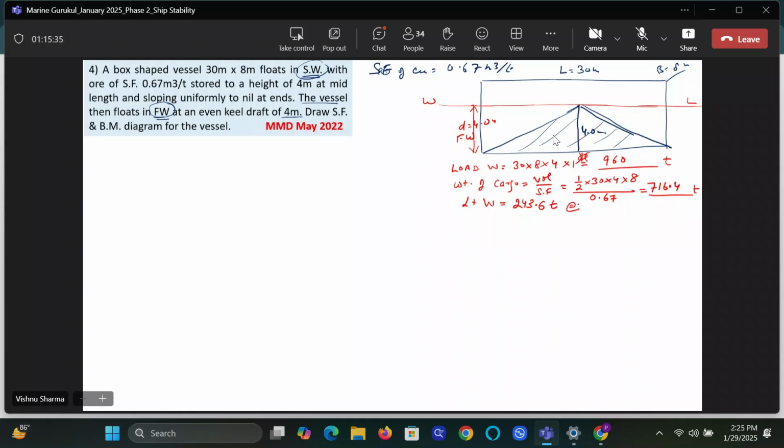So what will the light displacement be distributed at? You can divide it by 30. How many tons per meter, guys? 8.12. 8.12 tons per meter. Okay, guys.